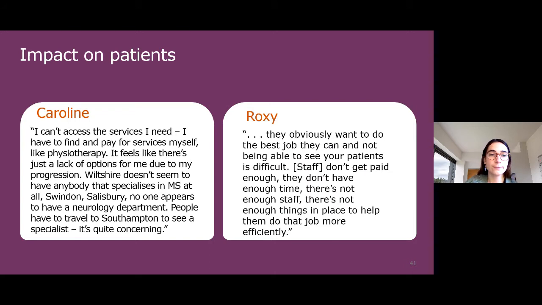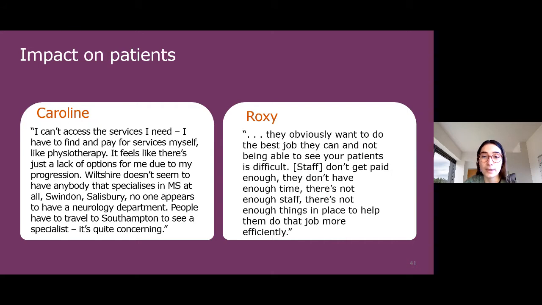So this is another quote here from someone called Caroline, who has progressive MS. She really needs physio and other sorts of services to help keep her mobile and independent. So to read her quote, she's saying, "I can't access the services I need. I have to find and pay for services myself, like physiotherapy. It feels like there's just a lack of options for me due to my progression. Wiltshire doesn't seem to have anybody that specialises in MS at all. Swindon or Salisbury, no one appears to have a neurology department. People have to travel to Southampton to see a specialist. It's quite concerning." So for someone with advanced disability like Caroline, having to travel a long way to access treatment because it's not available in her area is clearly very difficult and it's unfair.